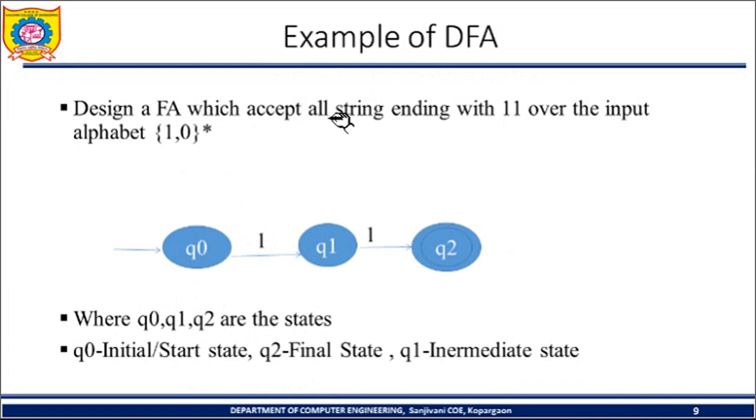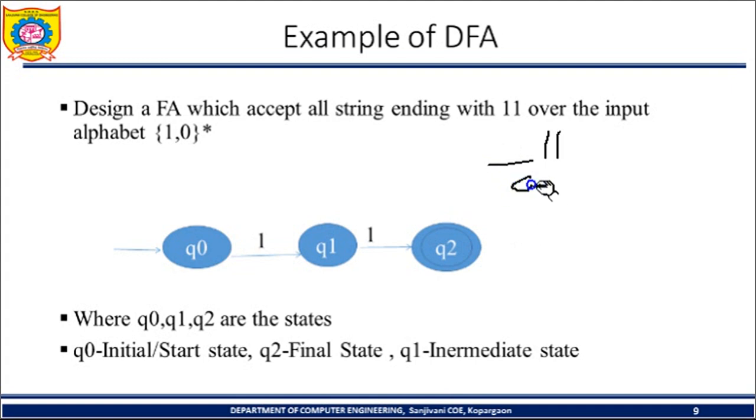Now let us consider one example of DFA. Design a finite automata which accepts all strings ending with 1 1 over the input alphabet 1, 0. So this indicates that we have to design one finite automata which will accept all the strings made up of 1 and 0 symbols, such that they end with 1 1. If I consider one example, 1 1, this is a string and it should be accepted by the DFA we are going to design, because it is ending with 1 1. Before that, no other combination is there.